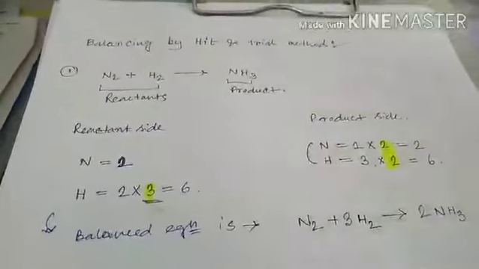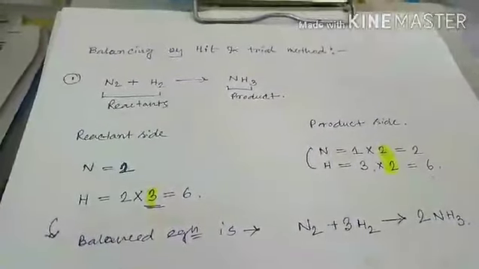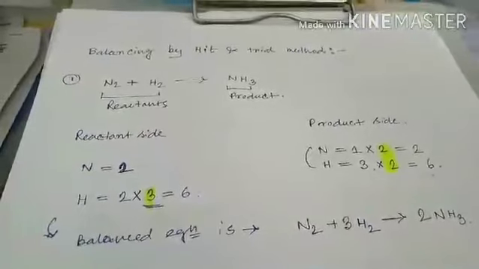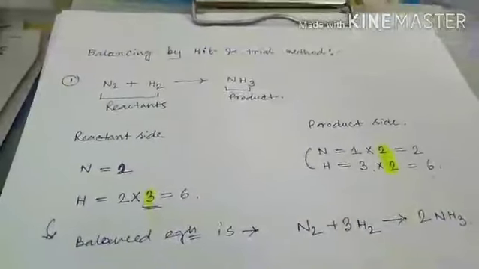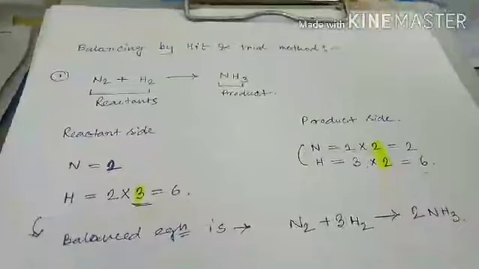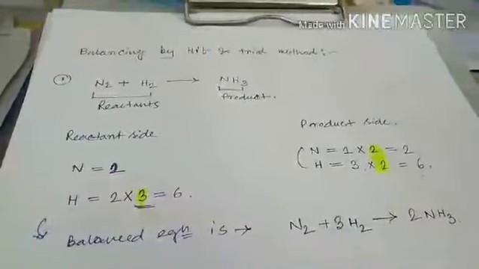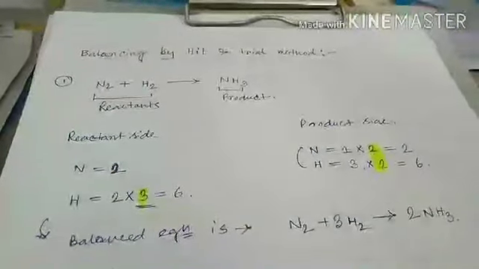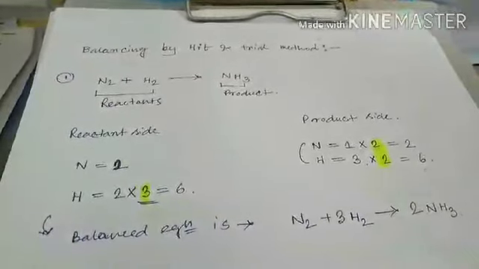Hello students, today I will be discussing balancing the chemical equation by hit and trial method. There are two methods to balance a chemical equation. One is the hit and trial method and the other is the partial equation method. The second one is not in your syllabus, so you have to balance a chemical equation by the hit and trial method only.